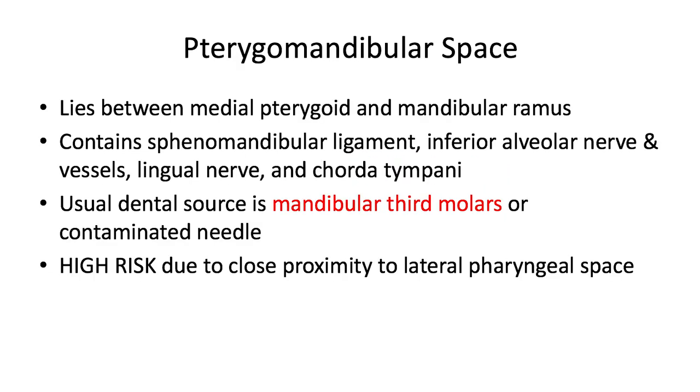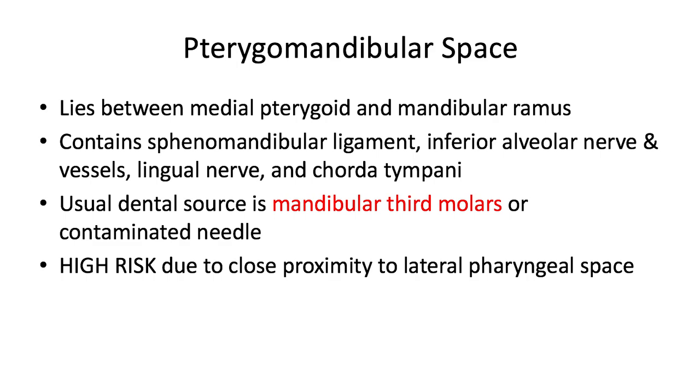The last masticator space we have to talk about is the pterygomandibular space, and this one lies between the medial pterygoid and mandibular ramus. It contains the sphenomandibular ligament, inferior alveolar nerve and vessels, the lingual nerve, and the chorda tympani. It's also the space that's accessed from the oral cavity through the buccinator muscle for inferior alveolar nerve blocks.